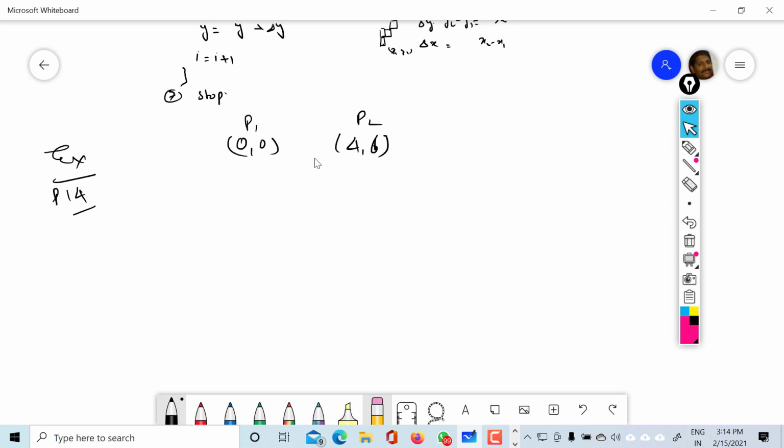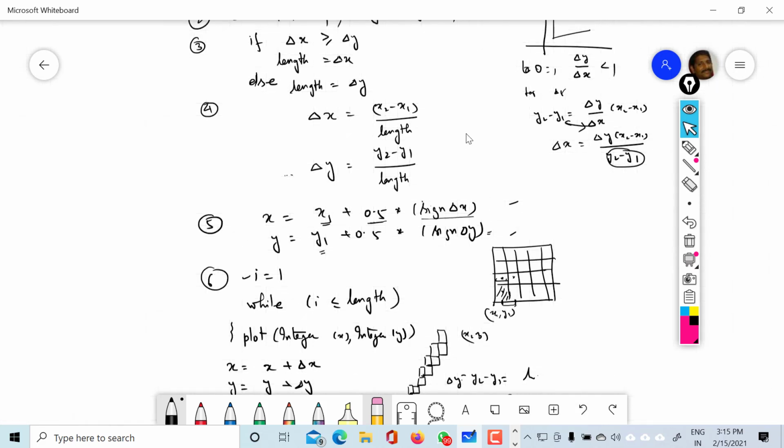What will be the value of length? In this case, the difference delta y is 6 and the difference delta x is 4. So delta y is larger. Since the delta y value is larger than delta x, we will take length as delta y, as per the algorithm. Therefore the length is 6.